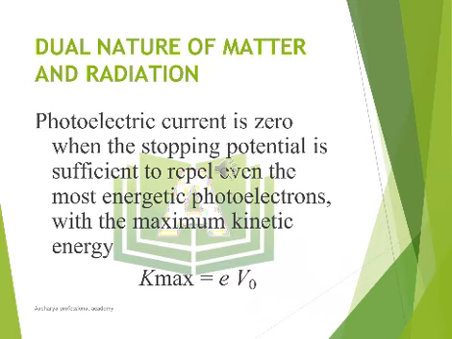V naught is nothing but the stopping potential. What is the definition for the stopping potential? The minimum negative or retarding potential at which the photocurrent value is zero is called stopping potential. Here V naught is the stopping potential. So at this point, even the fastest electrons are unable to reach the collector.